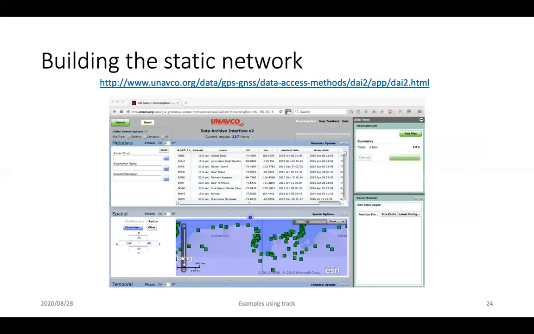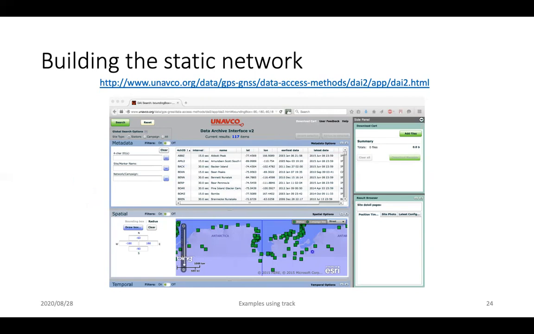So going forward on that, here is a picture of the current UNAVCO DAI, Data Archive Interface. This runs on Flash technology. Flash will be going away, becoming end of life and deprecated at the end of this year, 2020. And UNAVCO is currently rebuilding this interface to move beyond Flash. So this is the current address, but please keep your eyes out for a new interface coming at some point within the next 6 months or so. This address will change by the end of 2020, we hope.